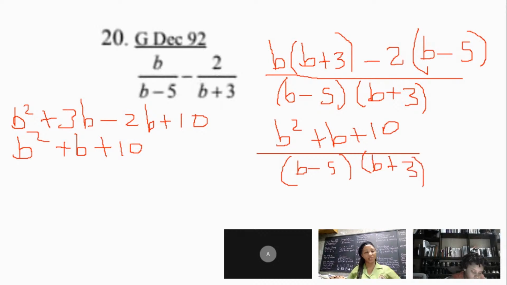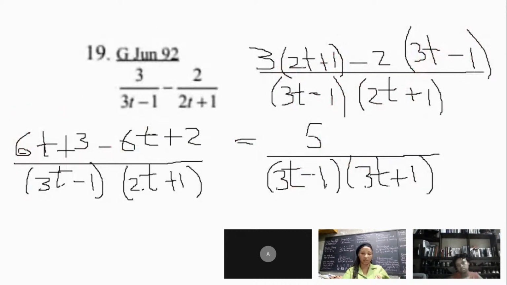All right, give me a minute. Let me just go from top to bottom to make sure, because we came so close. I just want to double check that it can't be factorized. So we have b minus 5, b plus 3, and we have b times b plus 3, which is b squared plus 3b. And that into that goes b minus 5, so that's negative 2b plus 10, b squared plus b plus 10. Okay, so it can't be factorized. All right, so that's the answer. All right, Imani.